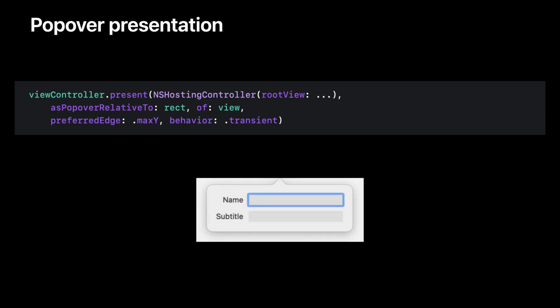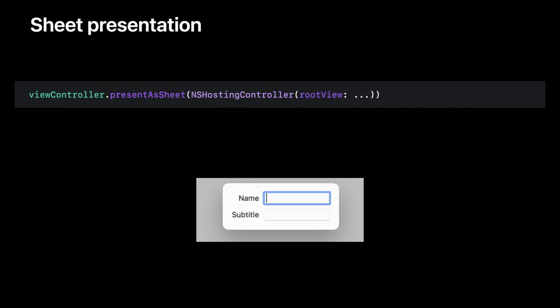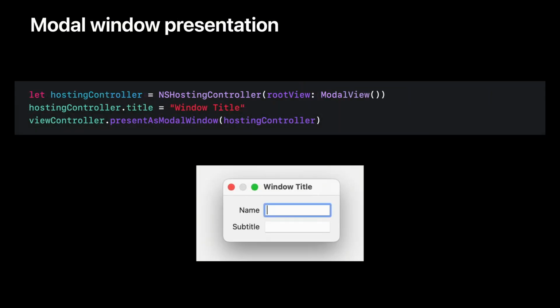SwiftUI views placed in hosting controllers also are sized based on the content when presented modally. For example, you can easily place SwiftUI views into an AppKit popover by presenting a hosting controller using the popover presentation API on NSViewController, as shown here. You can also present SwiftUI views as sheets using the presentAsSheet method. And finally, for a modal window, you can use the presentAsModalWindow method to present a window that blocks interaction until closed. The window is sized to fit the content.